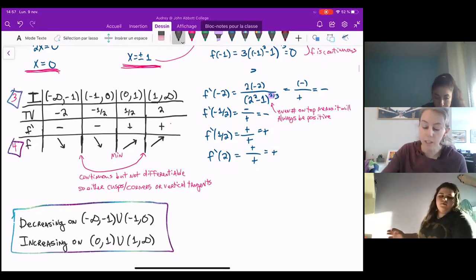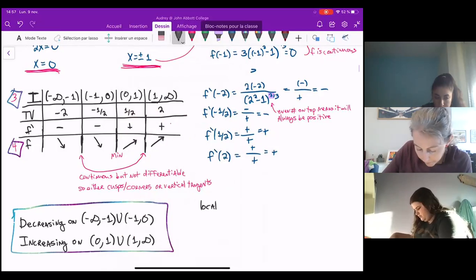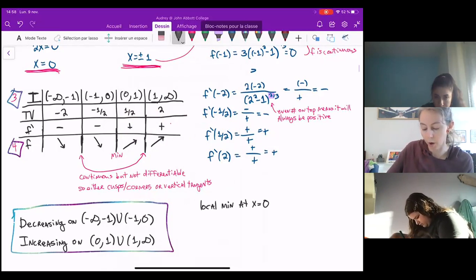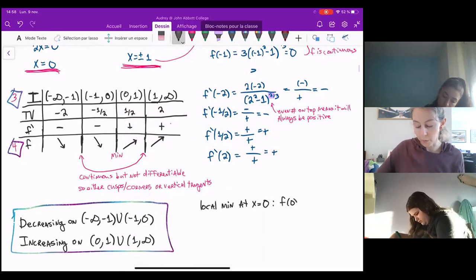Now for my answer to the second part of the question, I have a local min at x is equal to 0. But remember, when we're stating local max and min, we always also want to state the y value. So I'm looking at f of 0. So this is 3 times the cubed root of 0 squared minus 1.